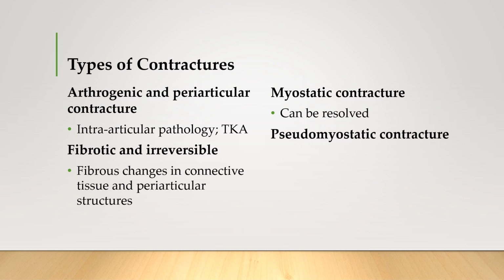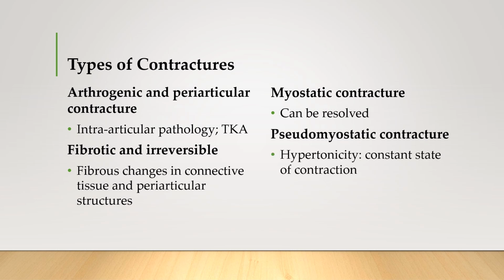Then we go to a myostatic contracture. A myostatic contracture can be resolved. These are the ones that we really want to identify early on and focus our interventions on resolving so they don't move to that fibrotic and irreversible type. Basically, the musculotendinous unit has adaptively shortened, and there's significant loss of range of motion. There's no specific pathology present, but we can actually reverse this limitation in range of motion just by performing our prolonged stretching activities, our PNF techniques, those kinds of things.